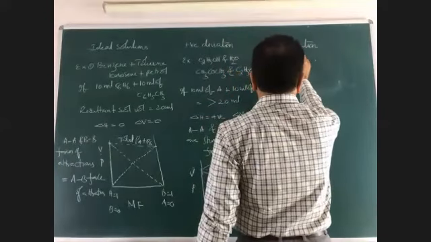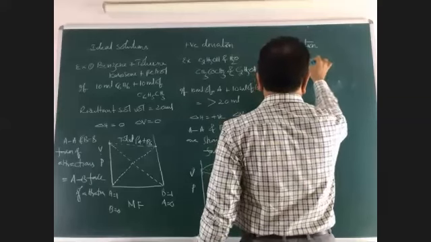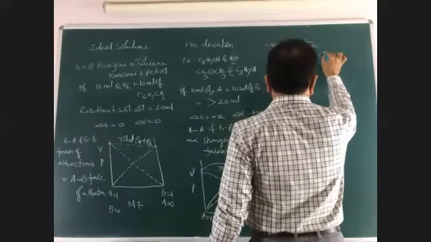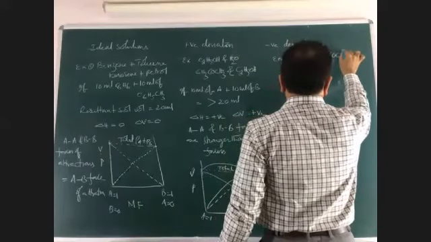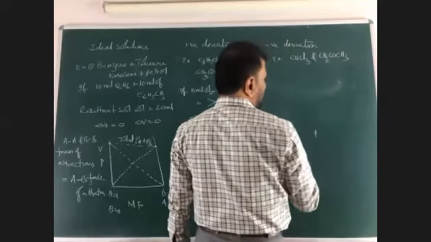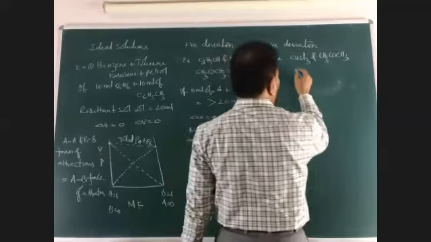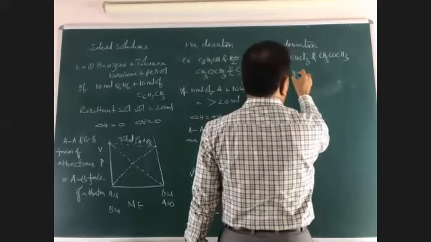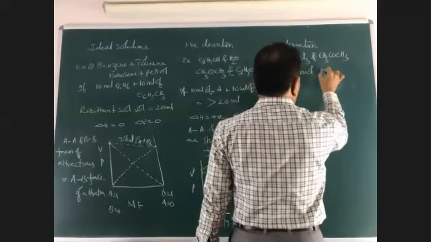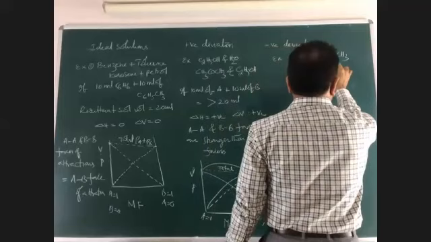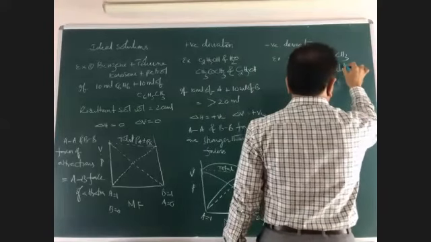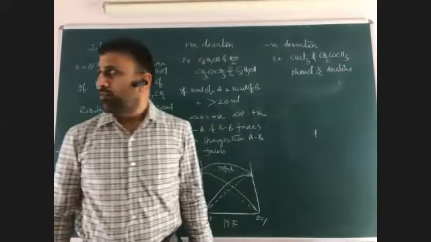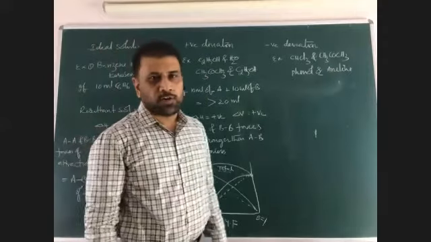Negative deviation: chloroform and acetone. You have to remember the names. Chloroform and acetone. That is one example. Next, phenol and aniline. This is another example. Chloroform and acetone, phenol and aniline.